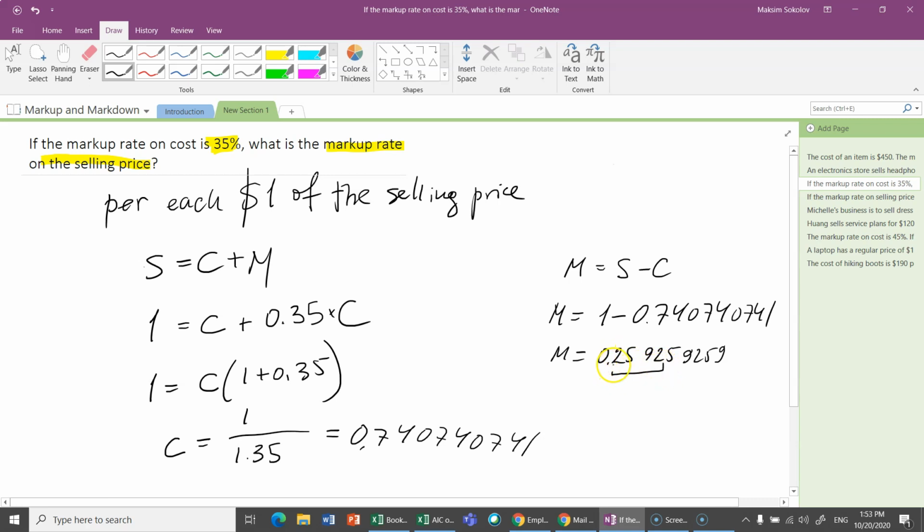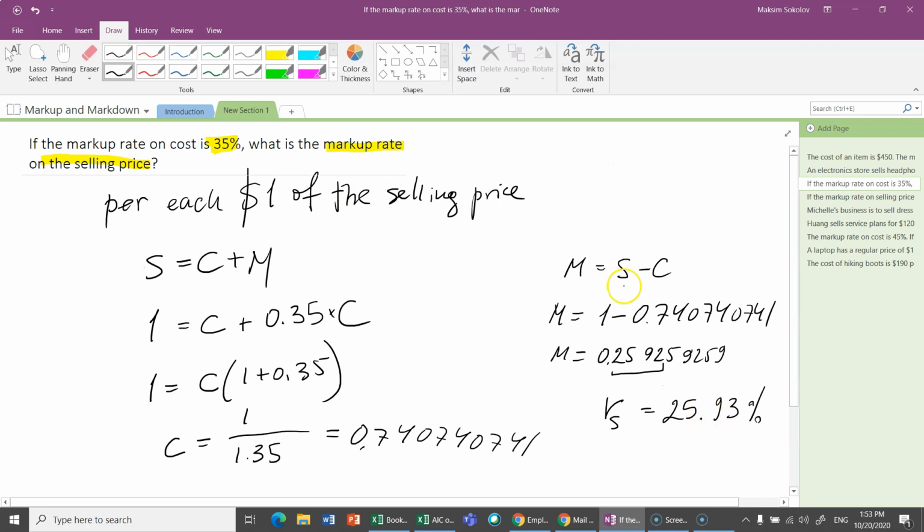But we will now take more precision, because we want our answers to be rounded to 2 decimal places as percent. So the final answer will be RS, which is markup rate on selling price, is 25.93%. So we take it from here, we round this to 4 decimals, this decimal number, but as percent, it is 25.93%. In other words, if we have markup rate on cost, which is 35%, the markup rate on the selling price is 25.93%.